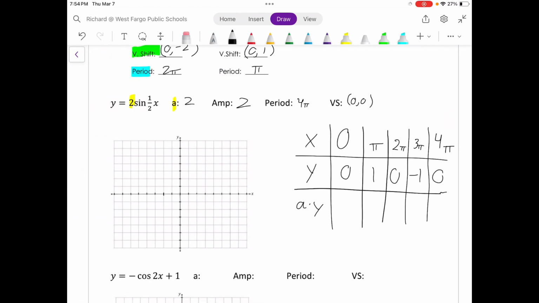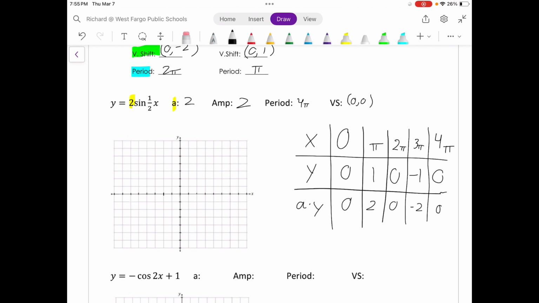We then take our y and we multiply it by our a. So 0 times 2 is 0, 1 times 2 is 2, 0 times 2 is 0, -1 times 2 is -2, and then 0 times 2 is 0.